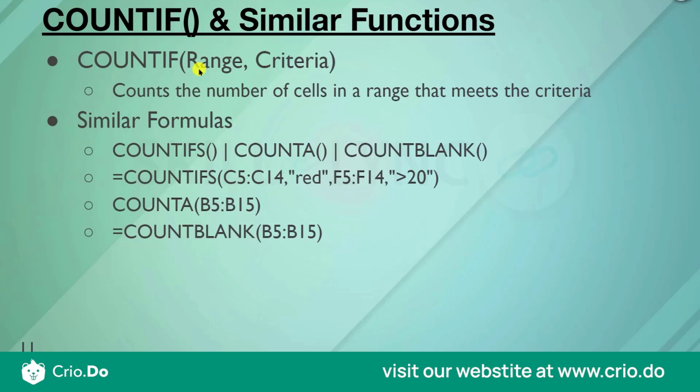Then we have the COUNTA function, which counts the number of cells that are not empty. And COUNTBLANK works in the opposite direction of COUNTA, and it only counts the number of cells that are blank. We have given some examples here also. For the COUNTIFS function, we have multiple arguments. For the COUNTA function, we are giving a range here. And for the COUNTBLANK function, we are again giving a range.